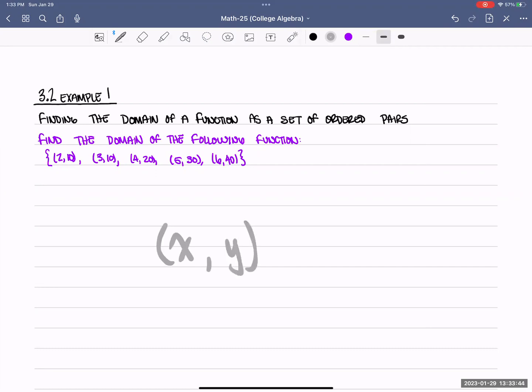x comma y. So we could call this our input. This is called our output. We could call this our domain. We could call this part our range. Another two words that we could use for these are our independent variable versus our dependent variable.